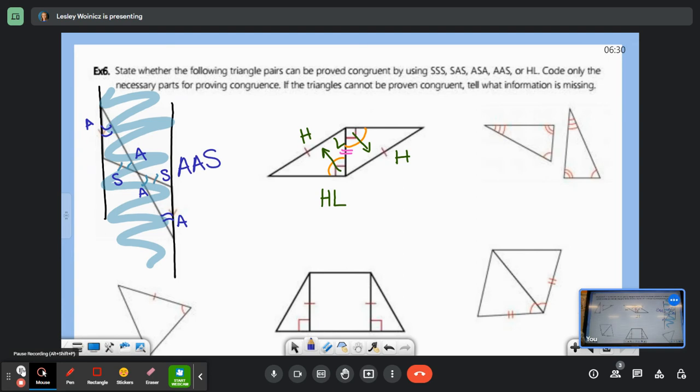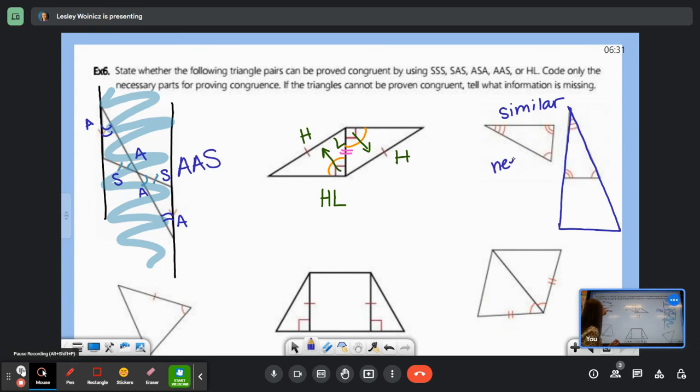Next one. This one, I have all three angles congruent, guys, but I do not have any information about the sides. So we don't know if these are drawn to scale. What might happen is that this triangle is huge and it just has the same angles as the other one. So we can't tell that these are congruent. We can only say that these are similar. Okay, and the information that's missing is that we need a side.